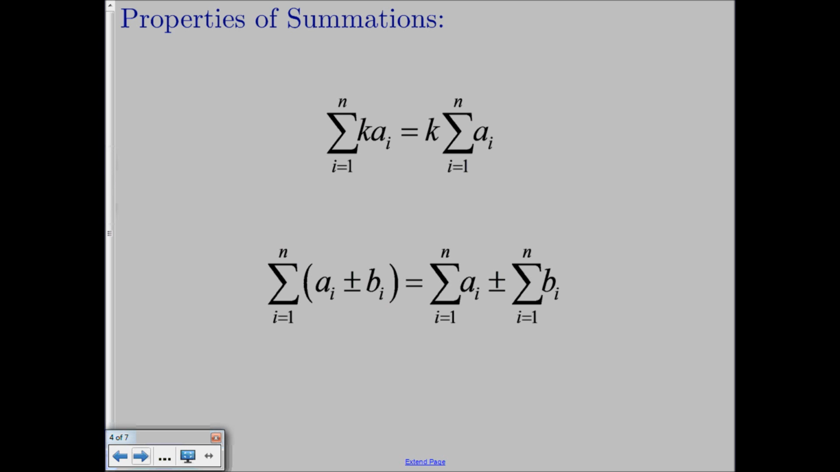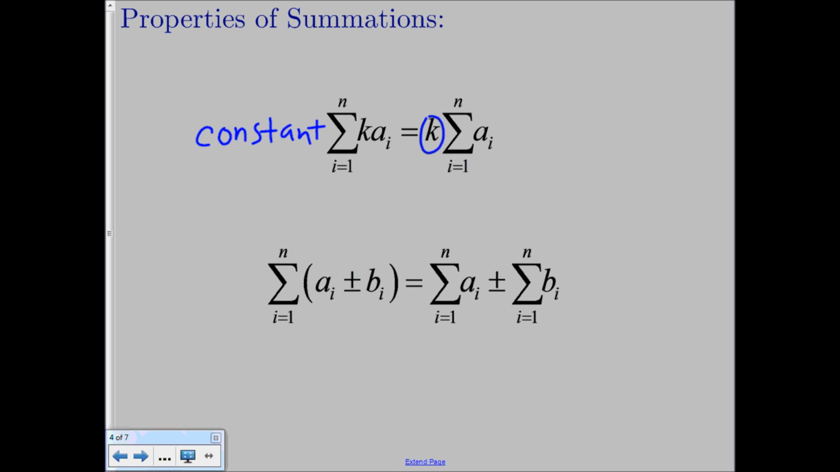These are just like the properties for derivatives and integrals that we just talked about. The first one is your constant rule. If you have a constant inside of a sum, just like when you have an integral or a derivative with a constant on the inside, you can just pull it out. So you can pull your k to the outside of the summation, just like we did here.